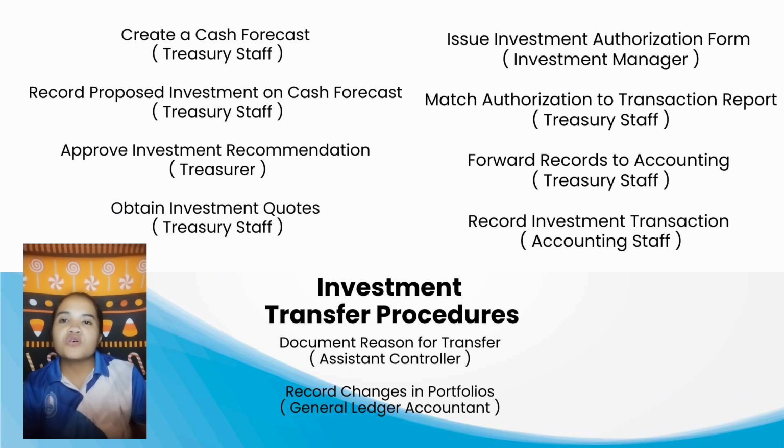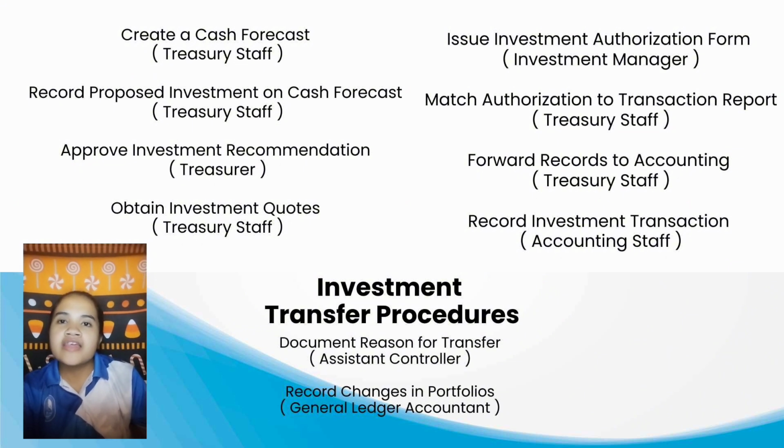Next, enter the proposed investment in the cash forecast. Once a potential investment is identified, the treasury staff record the proposed investment in the cash forecast, ensuring it aligns with the available funds and the overall financial strategy. Next, approve the investment recommendation. The proposed investment recommendation is communicated to the treasurer, who assesses its compliance with the investment policies, risk tolerance, and financial objectives of the organization. Approval from the treasurer is crucial before proceeding further.